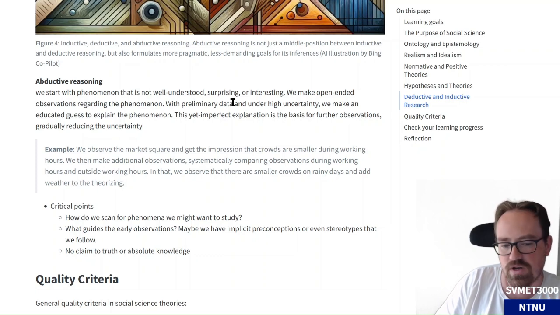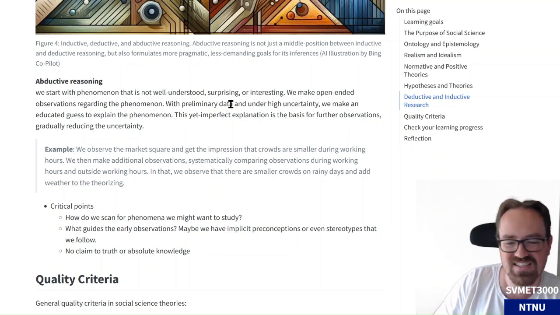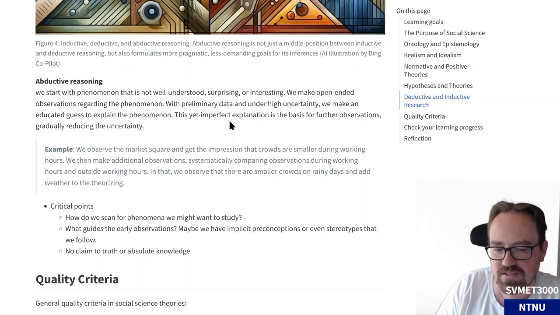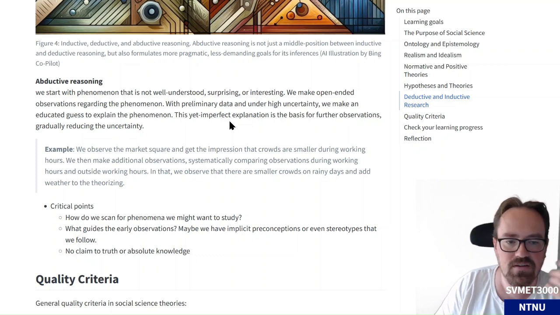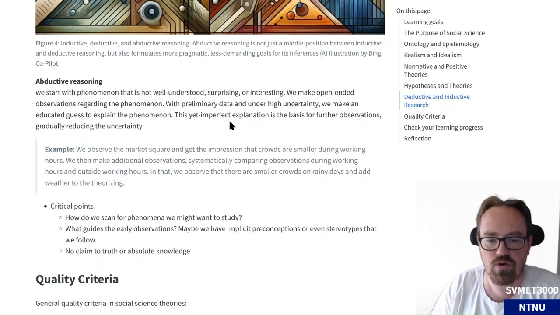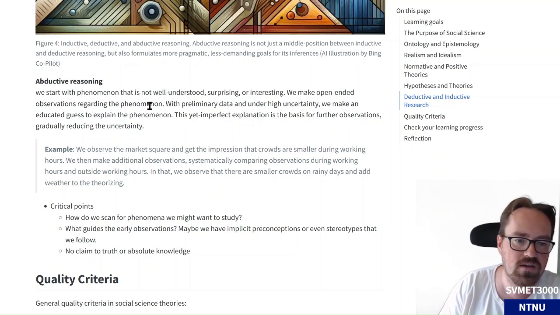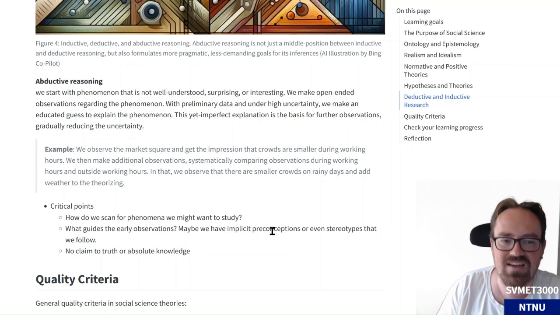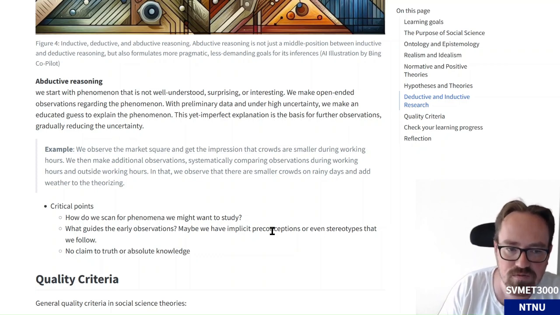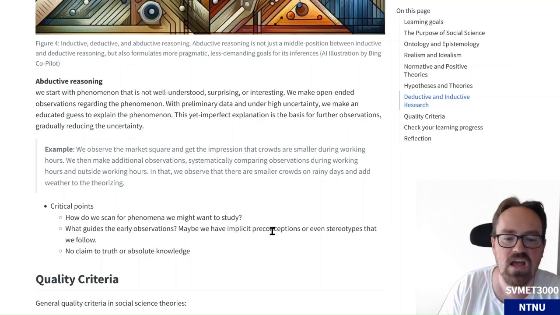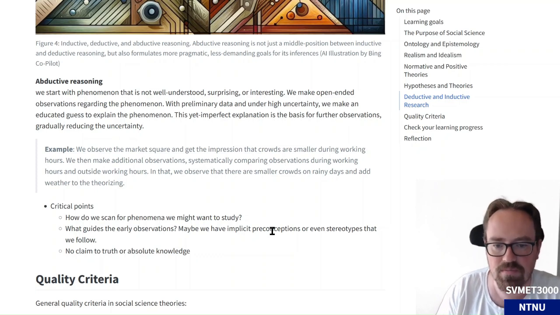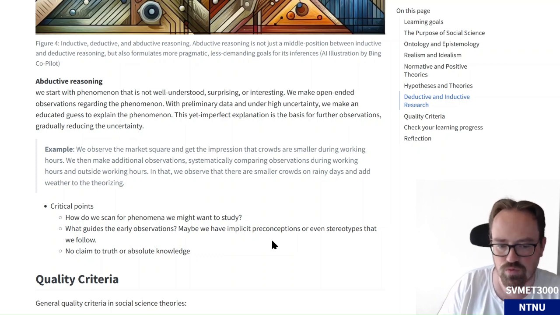So as I said, we start somewhere in the process already. It's not a blank sheet approach as in inductive reasoning. We can also ask, what is it that guides the early observations? Isn't that some kind of proto-theory, some implicit preconceptions, even some stereotypes that we follow? And in the end, there is no claim to truth or absolute knowledge in this approach, which you can say is the pragmatic part of it that makes it useful in many contexts, but also it isn't a method to arrive at what the other two set out to achieve, something like full truth, absolute knowledge.